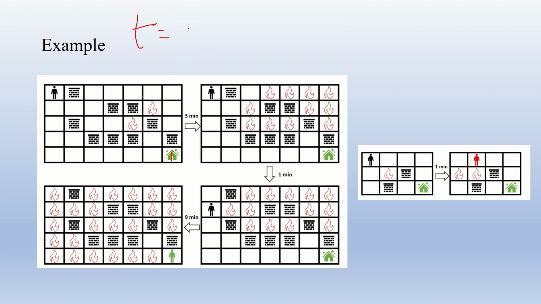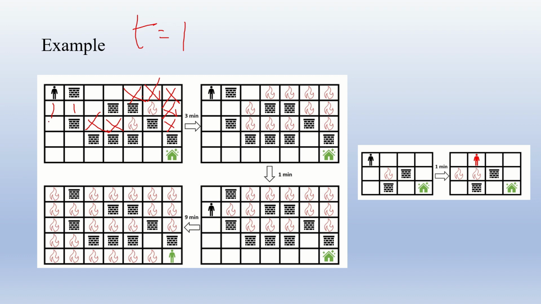Now let's see, if time is equal to 1, can we reach the safe house? We are waiting for 1 minute in the same position. At the time, the fire cell will spread the fire to the adjacent cells. At time is equal to 1, this cell will spread the fire to these cells. At the next time, the person will move here. The fire cell spreads the fire here and here.